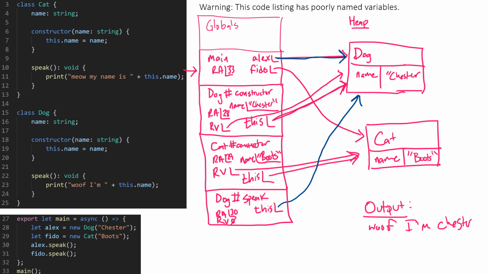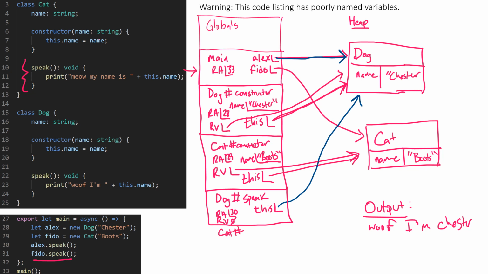Very similar set of steps here, but we have to be very careful, right? So alex.speak was a call to dog's speak method. And here we're setting up a call to fido.speak. So we look at, okay, well in main, what is Fido? Fido is a reference to this cat object. So we look in the cat class and we see, do you have a speak method? And sure enough, the cat class does have a speak method. So we are going to set up a call to cat's speak method, right?